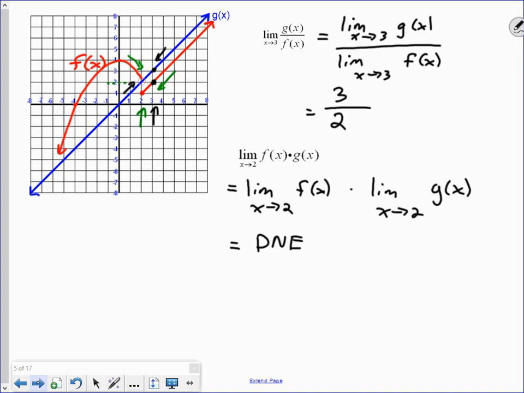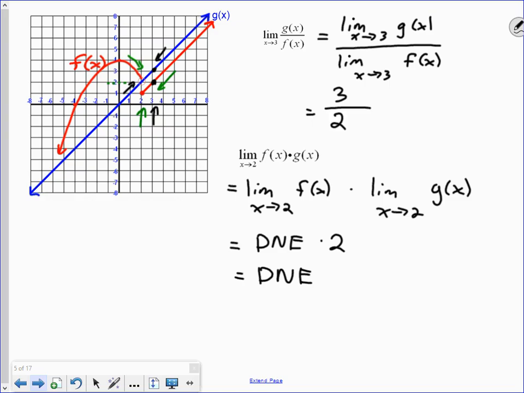The limit as x tends to 2 of g at x is just going to have a value of 2 because both sides of that blue function are tending towards 2. So if part of this doesn't exist, the entire limit is not going to exist.